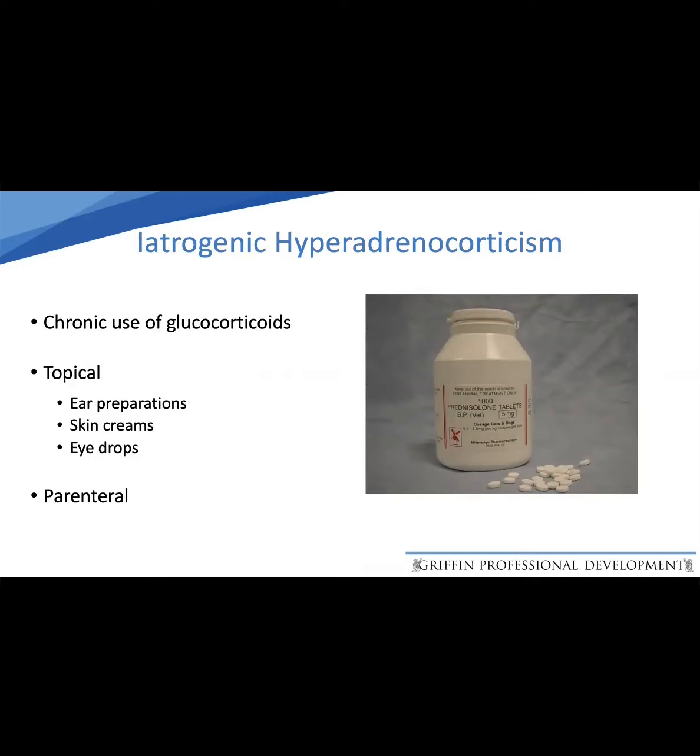We also need to discuss iatrogenic hyperadrenocorticism, and this is where we've caused the symptoms of Cushing's syndrome, due to chronic use of glucocorticoids. Now, you may assume that this is only associated with parenteral administration of glucocorticoids, such as prednisolone, but that's not the case. It's also associated with chronic use of topical glucocorticoids, so that includes ear preparations, skin creams, and eye drops. So if you have an animal with overt signs that you would associate with Cushing's, but it's got a long-term history of skin cream administration containing steroids, or perhaps even ear or eye drops, you do have to consider that the reason for that may in fact just be due to the medications this dog is receiving.